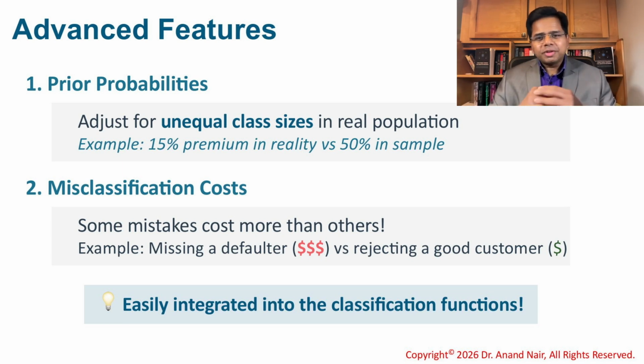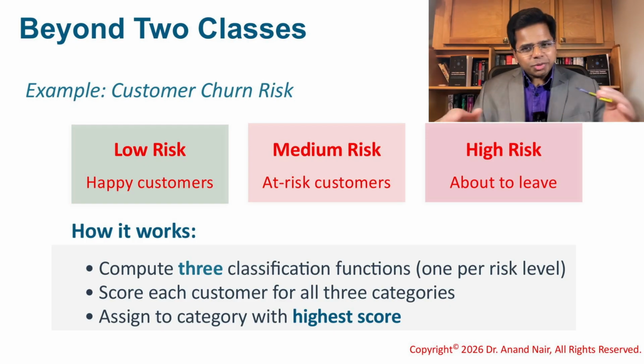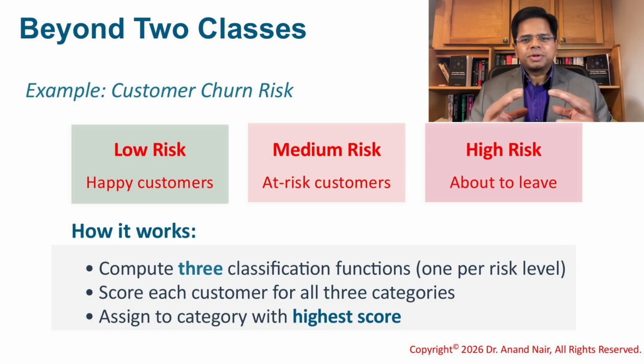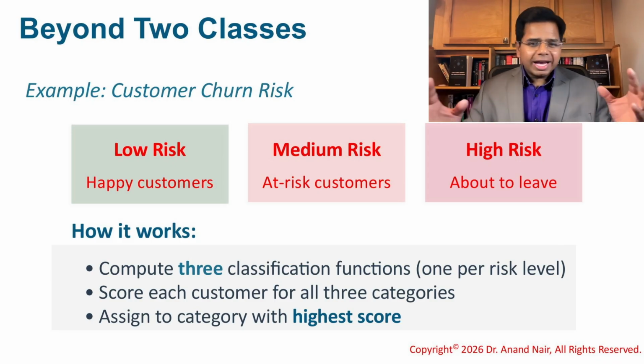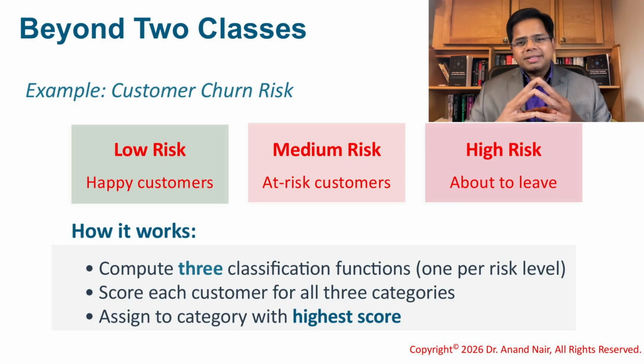The best part? Both of these adjustments are super easy to integrate. Just a simple modification to your classification function constants. Easy peasy. Plot twist. Discriminant analysis isn't limited to just two categories. It scales beautifully to multiple classes. Let's say you're analyzing customer churn risk and you want to classify people as low, medium, or high risk. No problem. Instead of one classification function for each of two classes, you get one for each of three classes. The logic stays exactly the same. Calculate a score for each category, and whichever score is highest wins.